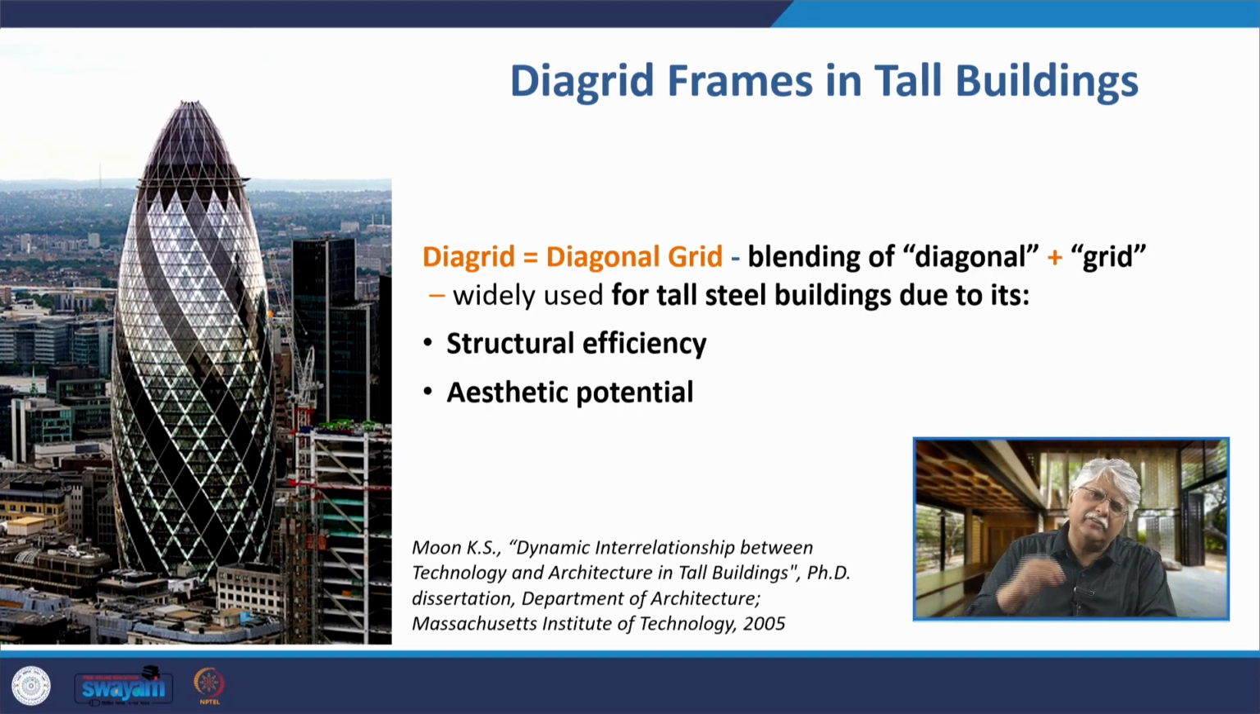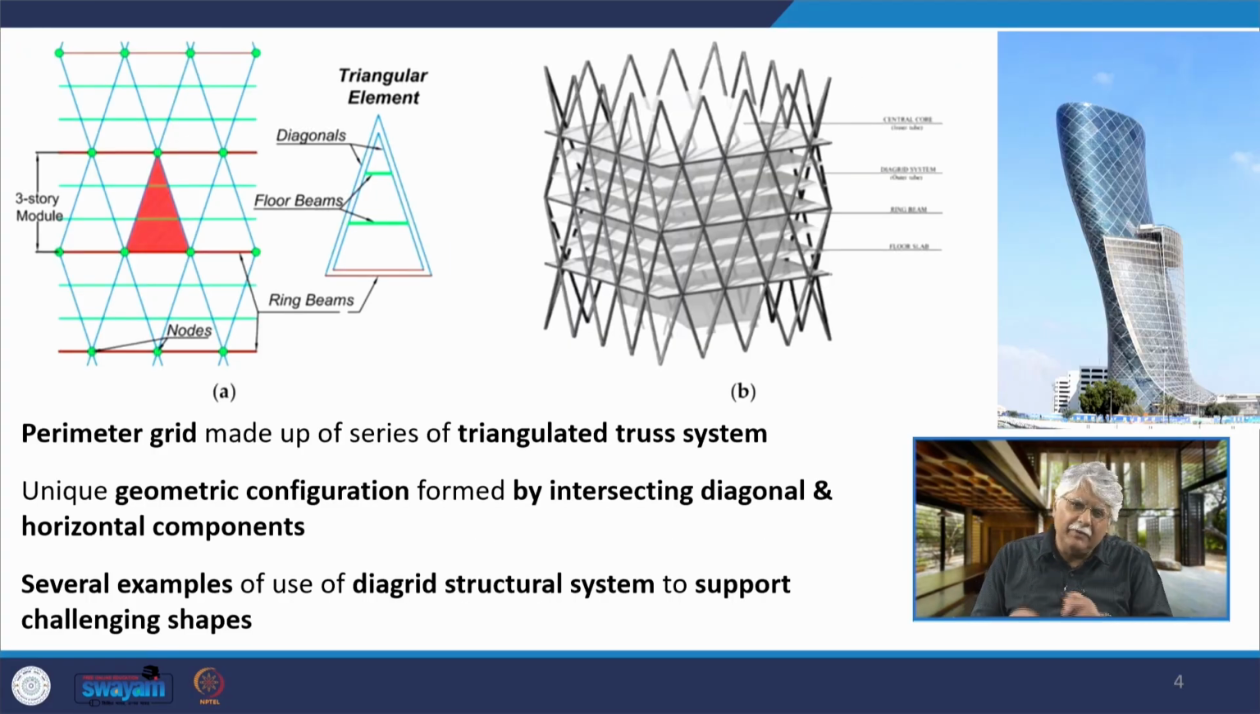One ecological skyscraper that I studied with you earlier, the Gherkin, and the other building that I talked to you about with regard to being a green building, the Hearst Tower, both by Norman Foster, have a Diagrid frame. It has a perimeter grid which is made up of a series of triangular truss systems, and it is a very unique geometrical configuration formed by intersection of diagonal and horizontal components.